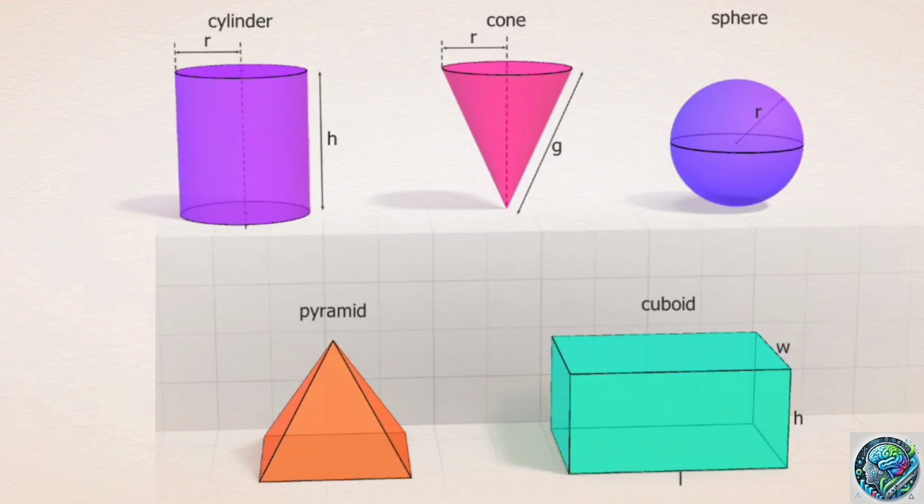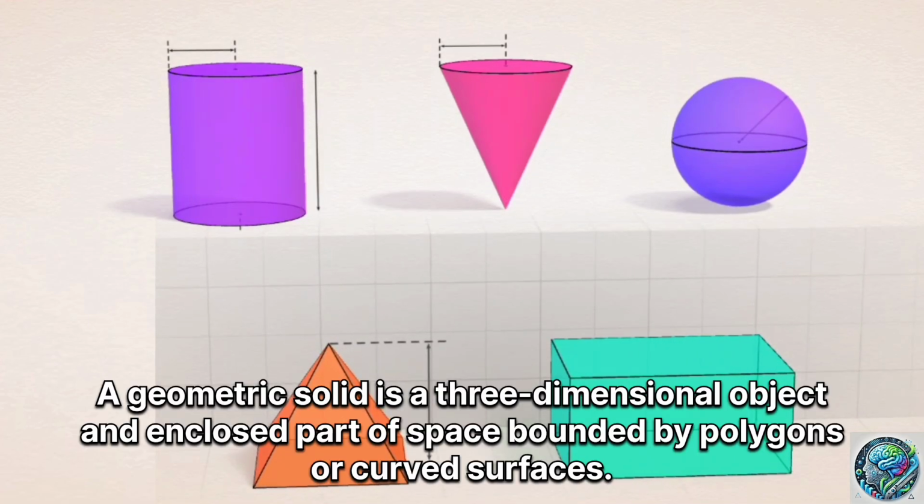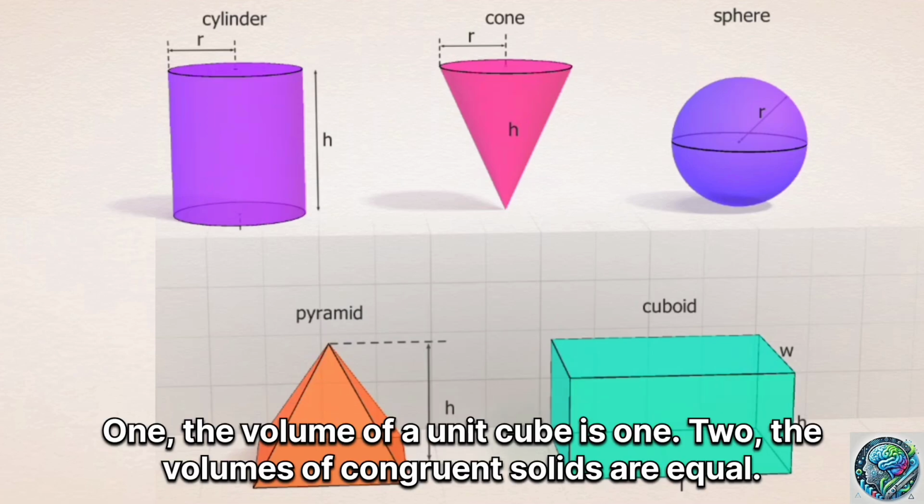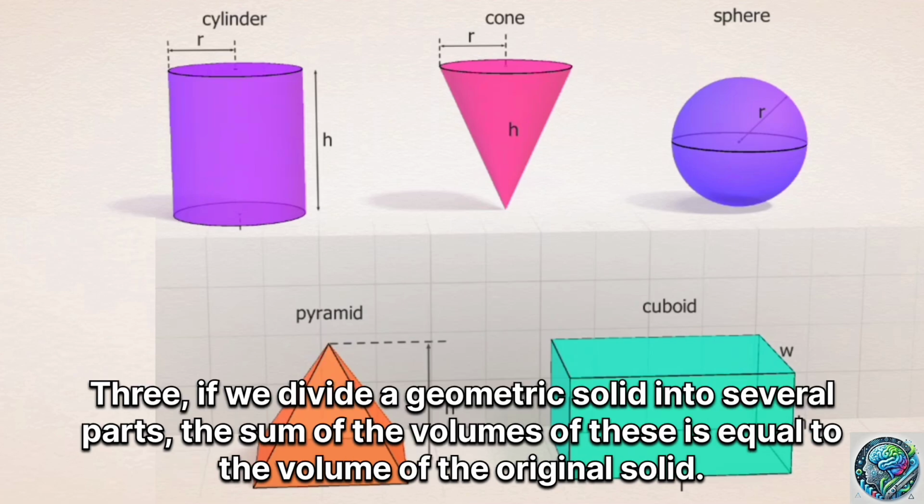A geometric solid is a 3-dimensional object, an enclosed part of space bounded by polygons or curved surfaces. Volume is a function that assigns a positive number to all geometric solids with the following conditions. 1. The volume of a unit cube is 1. 2. The volumes of congruent solids are equal. 3. If we divide a geometric solid into several parts, the sum of the volumes of these is equal to the volume of the original solid.